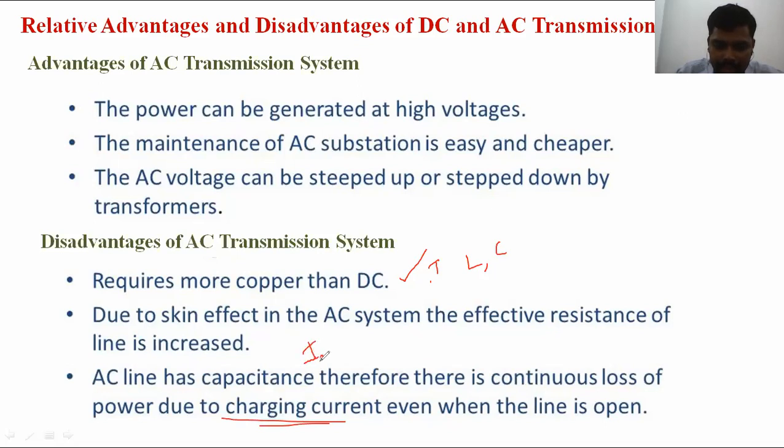And one more thing, the charging current is affected. That is, the charging current is I_C equals 2 pi f C times V phase. Here 2 pi is constant, f is the frequency, C is the capacitance, and V phase is the phase voltage. Due to the capacitance, the charging current is affected, and due to the charging current, the line losses are increased. These problems do not occur in the DC transmission line; they all appear in the AC system. These are the various advantages and disadvantages of the AC system compared to the DC system.